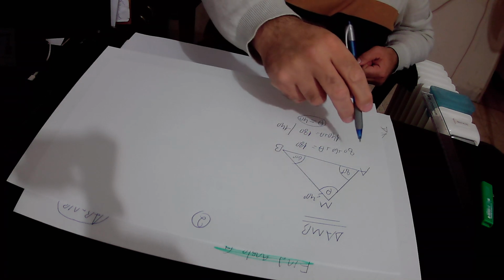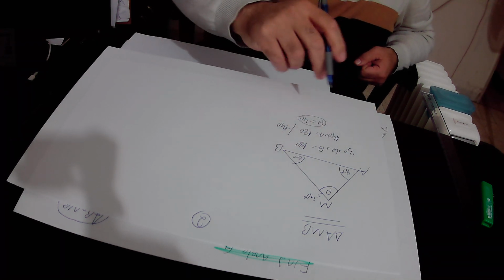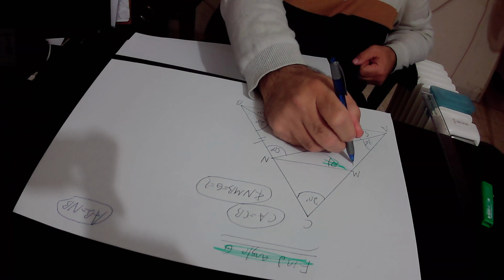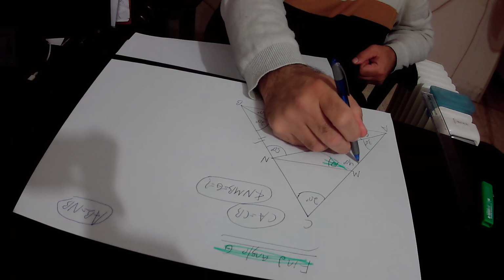Angle theta is actually angle AMB. So angle AMB equals 40 degrees in its size. I write it down here, that this angle AMB equals 40 degrees in its size.